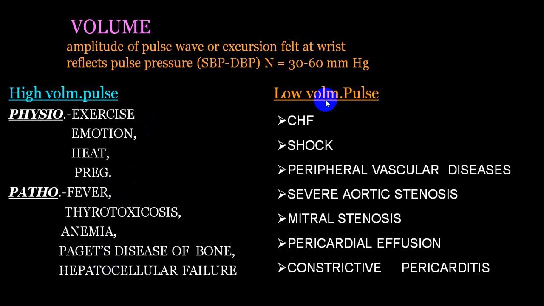While low volume pulse, where the cardiac output is markedly diminished, or we call pulse pressure is markedly diminished, like congestive heart failure, shock, peripheral vascular disease, severe aortic stenosis. This becomes the most common cause of narrow pulse pressure, tight mitral stenosis, pericardial effusion, and constrictive pericarditis, where the cardiac output is markedly reduced. Here the cardiac output is increased and there will be a wide pulse pressure.